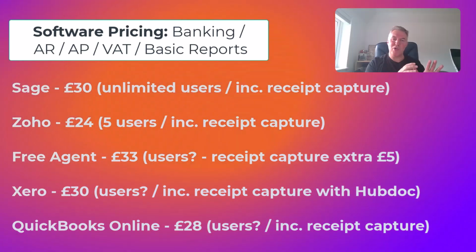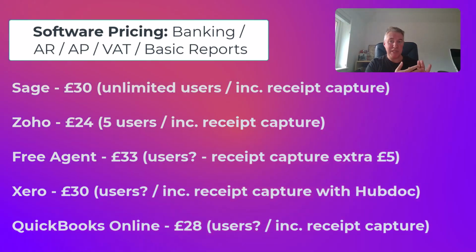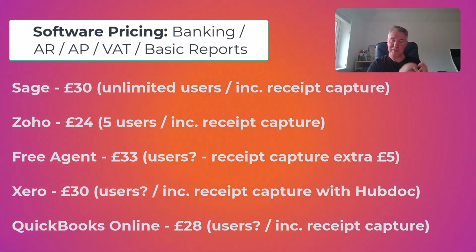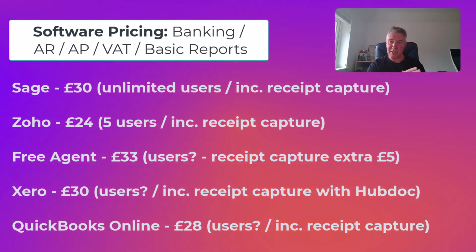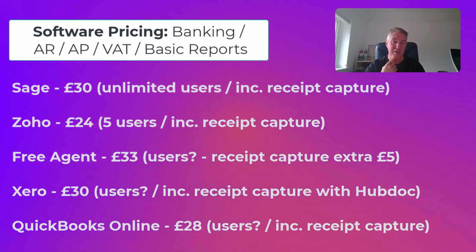Okay, so just to summarize that software pricing, where I need to have bank feeds in place, accounts receivable and accounts payable, so we can raise customer invoices, record supplier invoices, VAT if applicable, and run some basic reports, profit and loss and balance sheet. Sage, we've got £30 a month, that's unlimited users, that includes receipt capture. Zoho, £24 a month, that's for up to 5 users, includes receipt capture. You can purchase additional licenses for extra users if you need them.